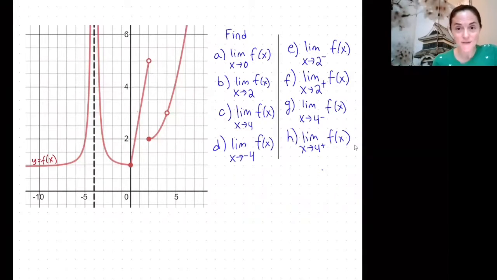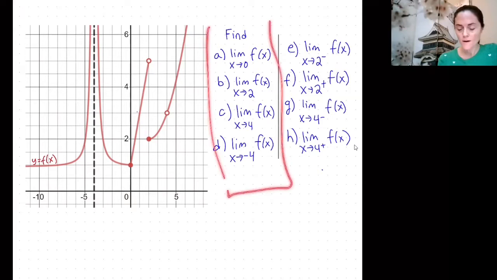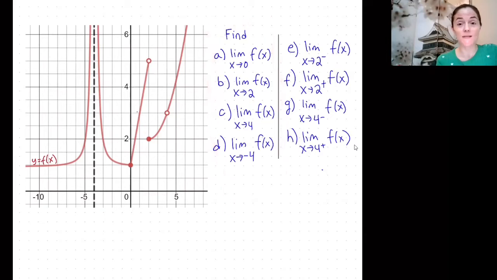What I'd like to do is consider this function graphed in red, y equals f of x, and we will find these a through d, these four limits, just using the idea that I have written on the board. And then these four, e through h, are what's called one-sided limits, which I haven't yet written down, but we will discuss when we get to them.